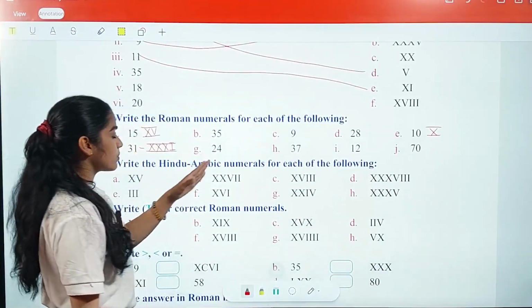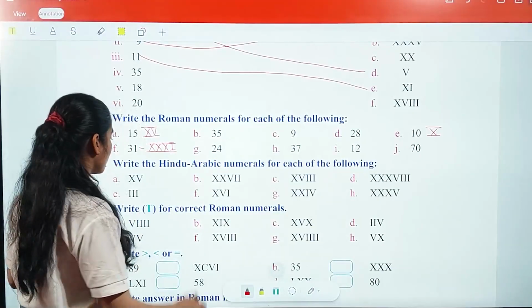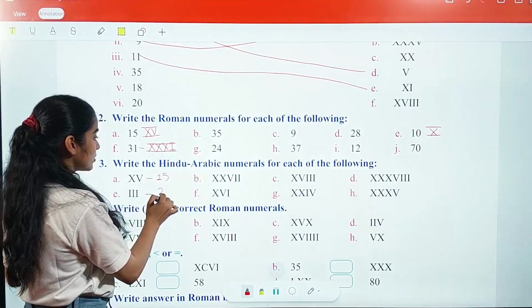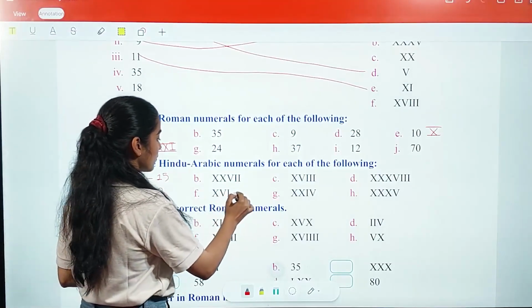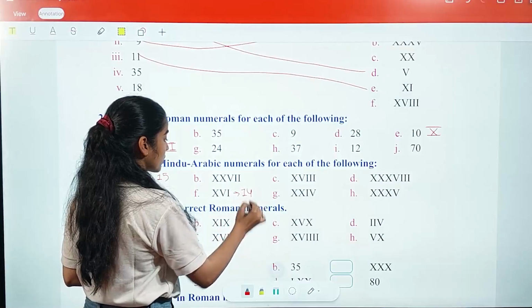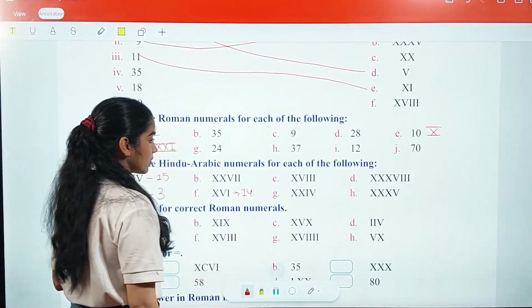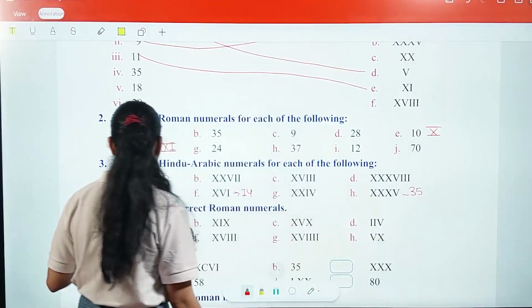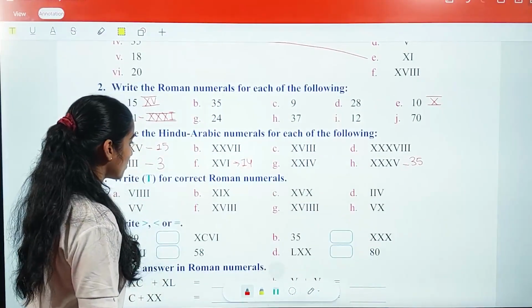Now write the Hindu Arabic numerals for each of the following. This is 15. This is 3. This is 14. Okay, so in the same way you can do the rest of the following. This is 35.